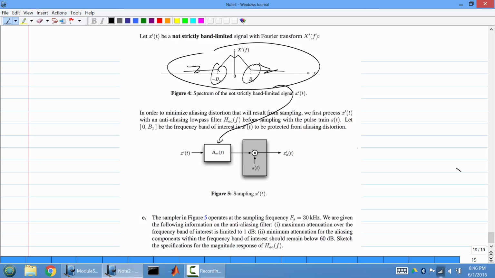So the sampling frequency is 30 kilohertz, okay? And you also have to make sure that the maximum attenuation over the frequency band of interest is limited to 1 decibel. So that's what's known as the pass band. So this is the pass band. Okay. Also, the maximum attenuation for the aliasing components within the frequency band of interest should remain below 60 decibels, or this is minus 60 decibels. And then we have to sketch what this response looks like.